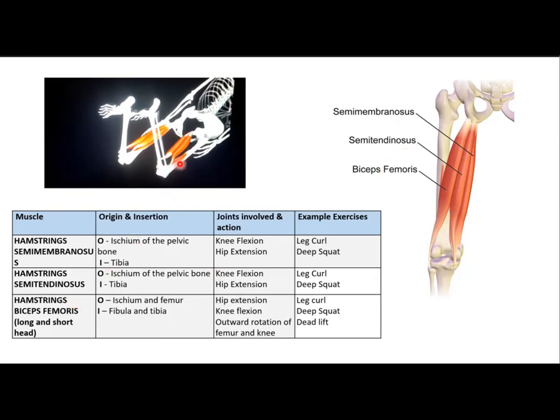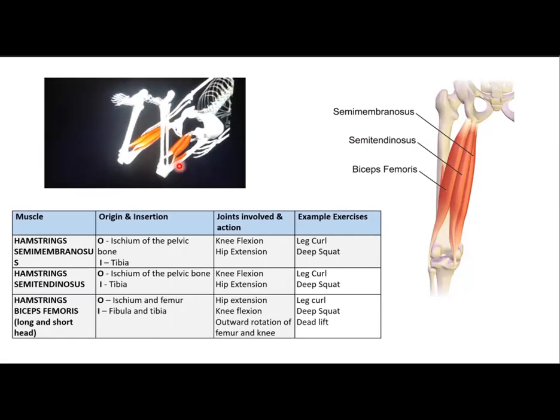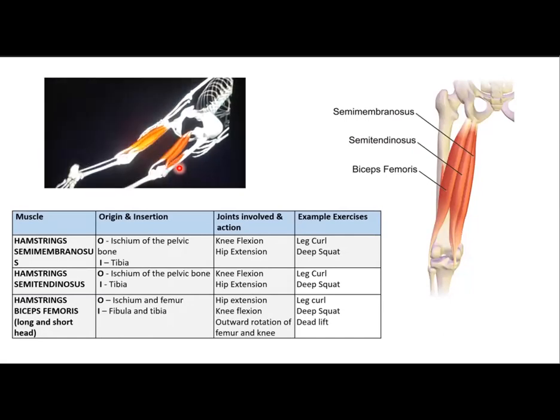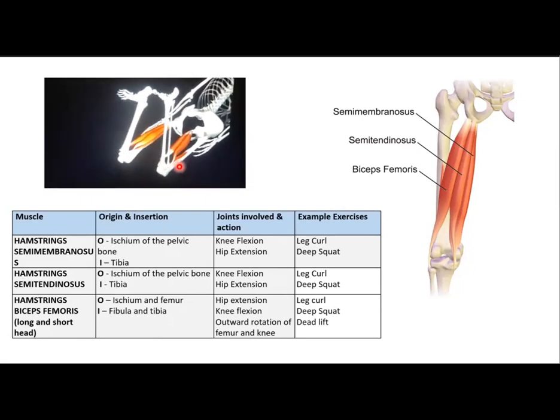Now, what it does mainly, it does knee flexion and hip extension. So this one is the main thing. When you're doing knee flexion, your hamstrings are involved. And because the biceps femoris also goes over to the pelvis, that's the reason why those are also involved in hip extension.